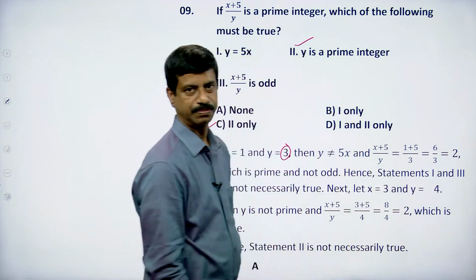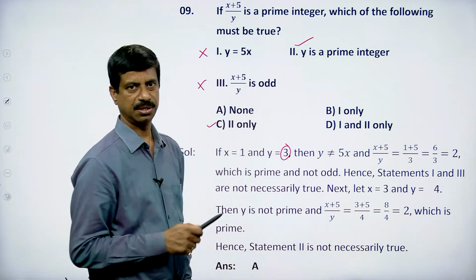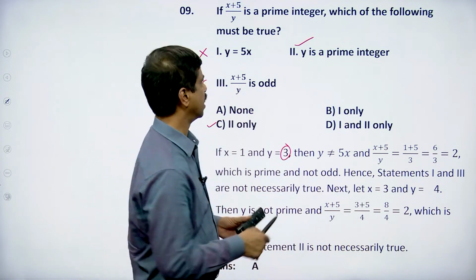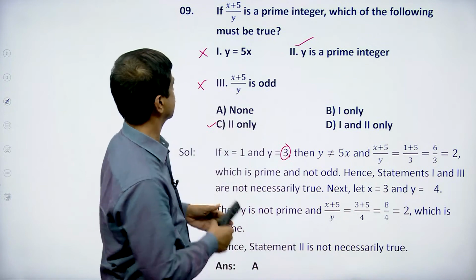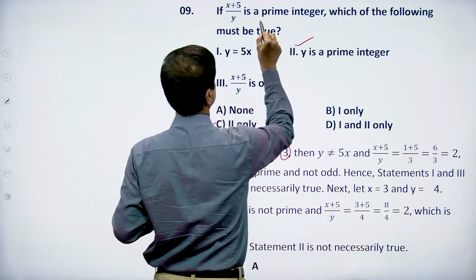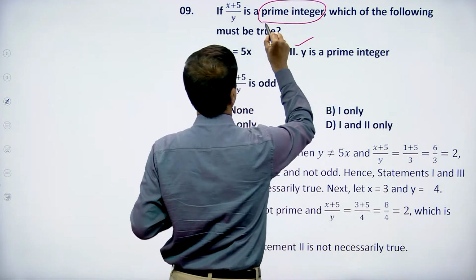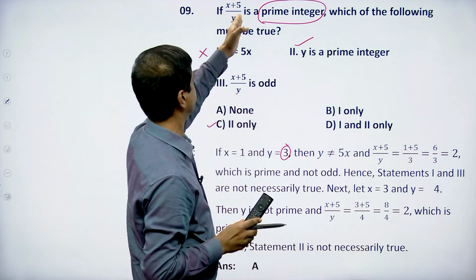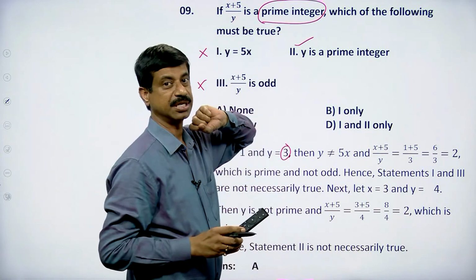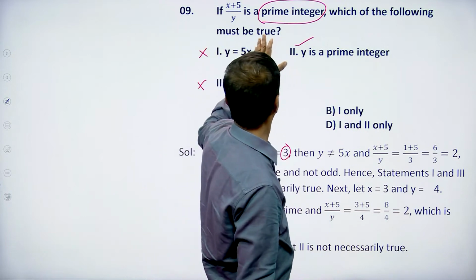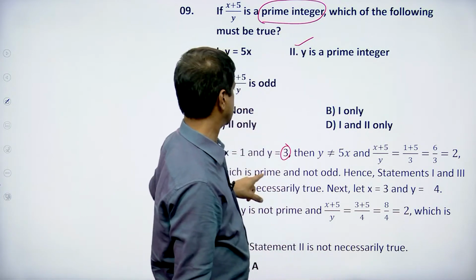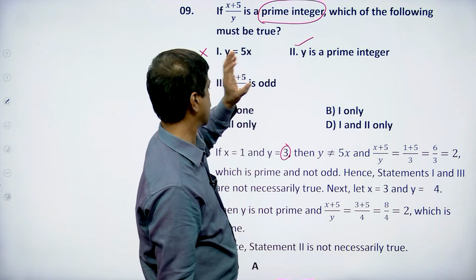Good children. Yeah children, now let us rediscuss this question, why this is wrong. So now, what is it that he says? X plus 5 by y is a prime integer, he says. So now look at this. There should have been one more word, that is odd, odd prime integer.